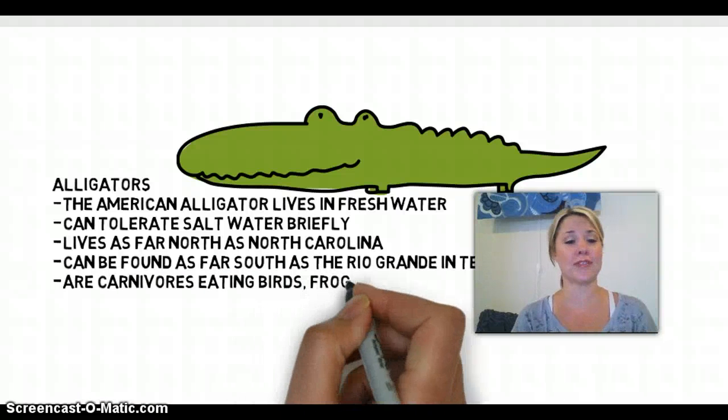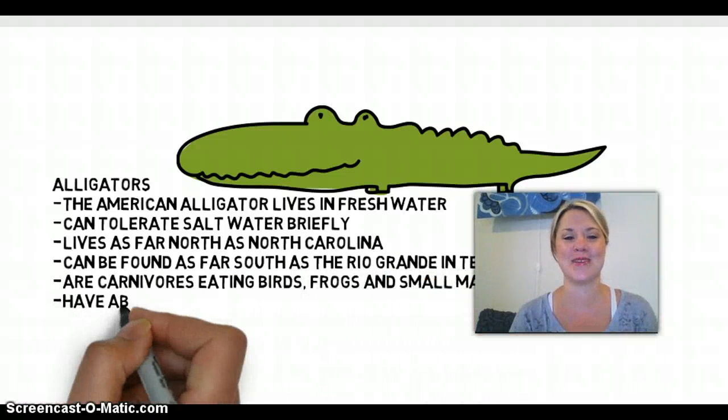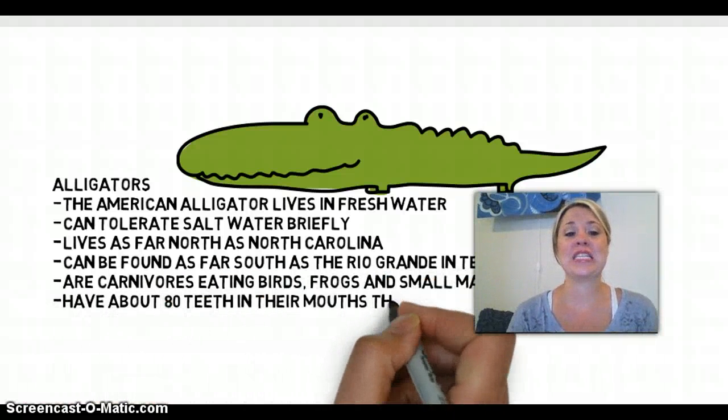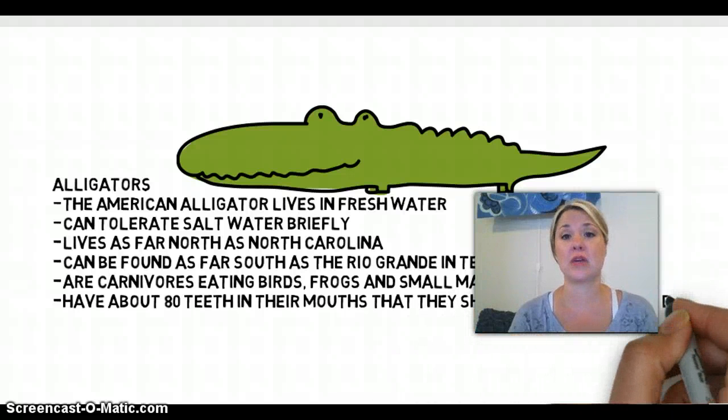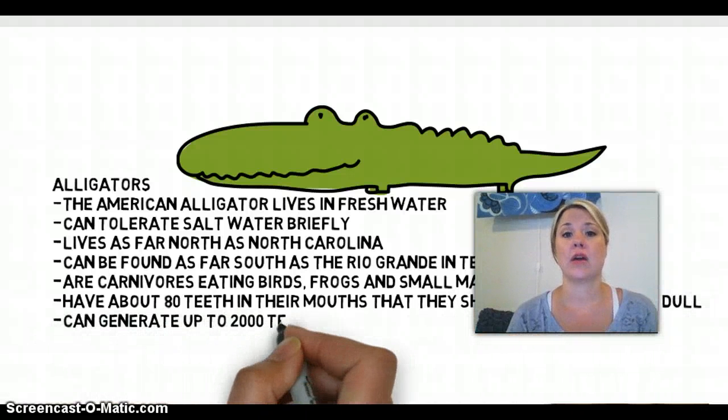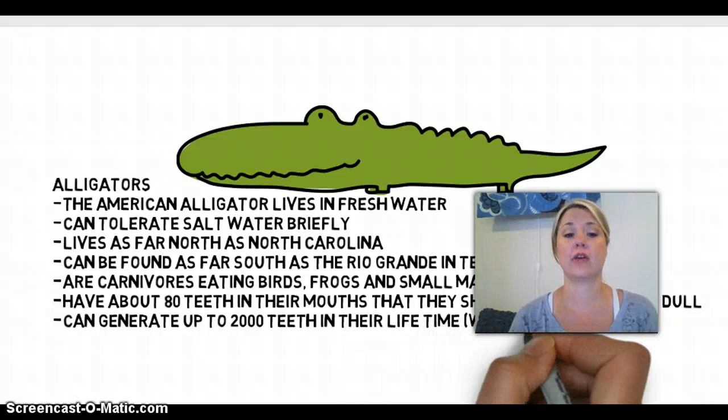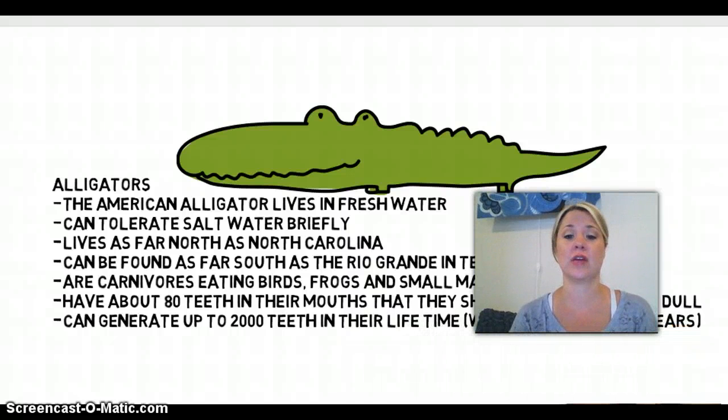They're carnivores. They eat birds, frogs, and small mammals, and they have about 80 teeth in their mouth that they shed as they become dull. An alligator can generate up to 2,000 teeth in their lifetime, which can be up to 50 years, as long as they're not hunted or disease isn't a factor. They also are cannibals, and they're very territorial.